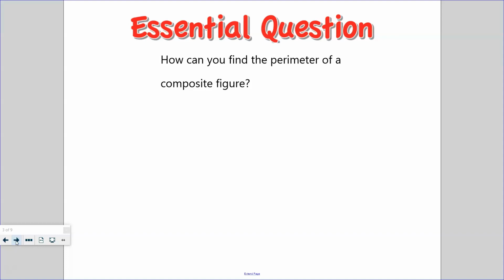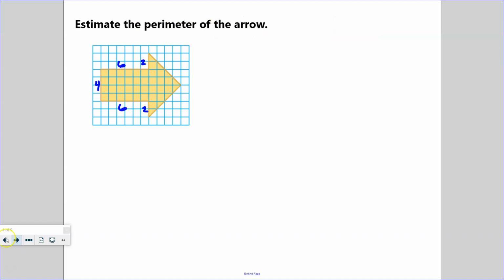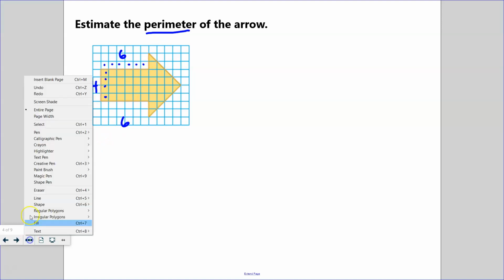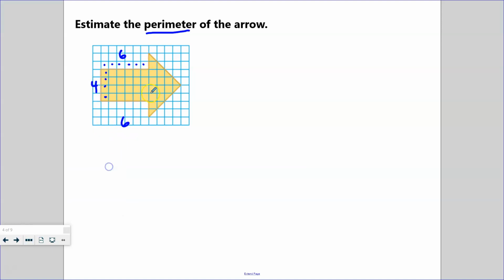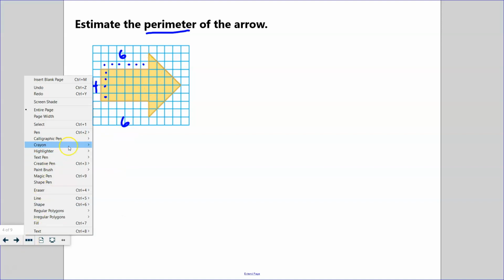All right, so the idea here is to figure out how can you find the perimeter of the composite figure. All right, so again, the perimeter, not the area. So 1, 2, 3, 4, 5, 6, right? So that's 6. So the bottom will also be 6, and then 1, 2, 3, 4. That's 4, right? But now we have to look at, okay, well, I like yellow, I don't know why I picked yellow.